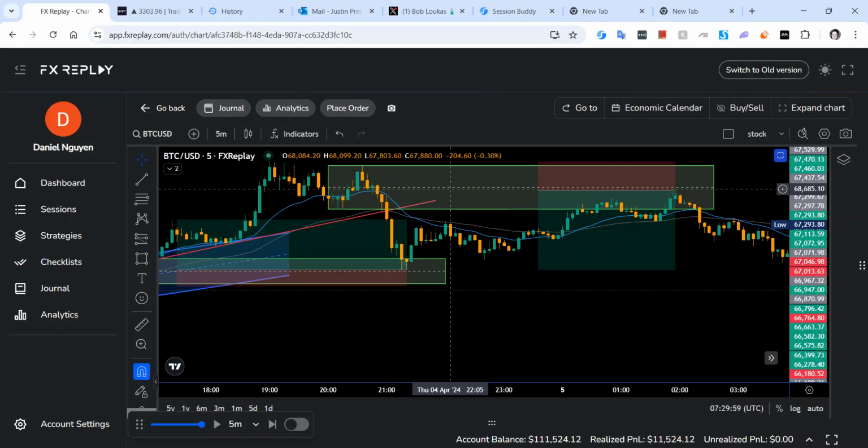So what happens is the first time the midpoint of a zone gets tested or tapped, the first time, it usually has quite a strong reaction.